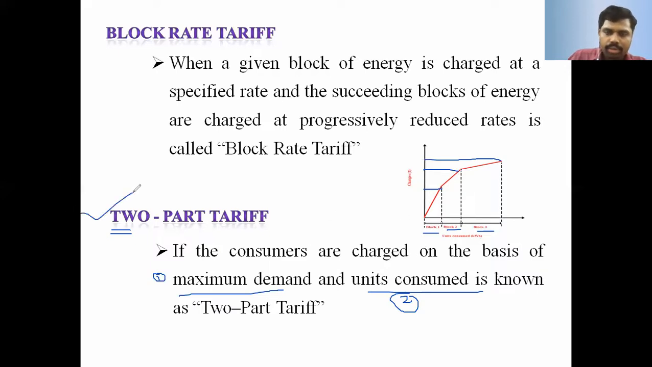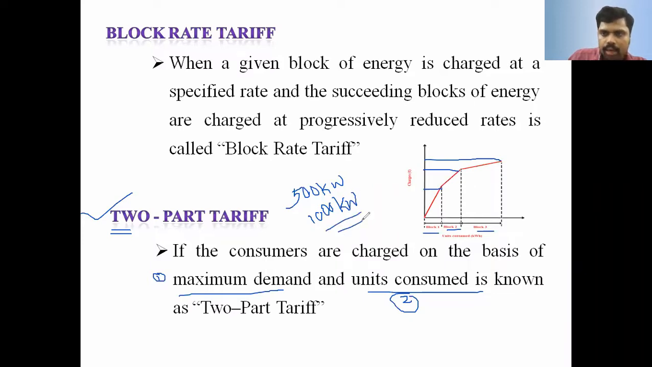This is also applicable only for the industrial consumer. It is not applicable for domestic as well as irrigation load. The two parameters are considered. The first one, how much they have taken for the maximum demand. The second one, number of units utilized. For maximum demand, suppose they have taken 500 kilowatt, or else suppose the industry has taken 1000 kilowatt. They are charging this one.